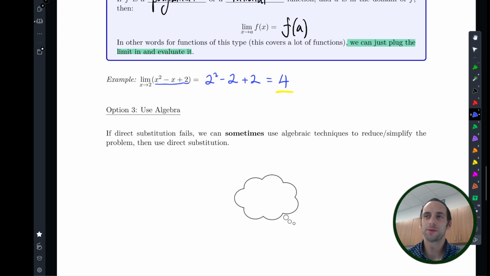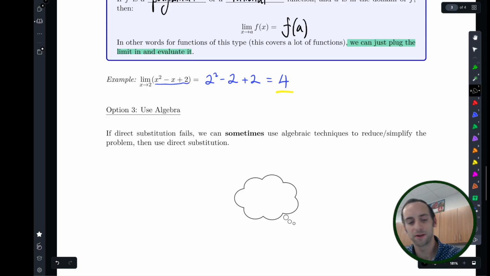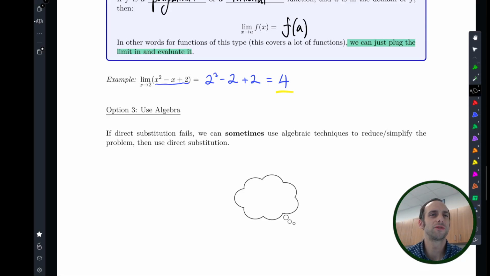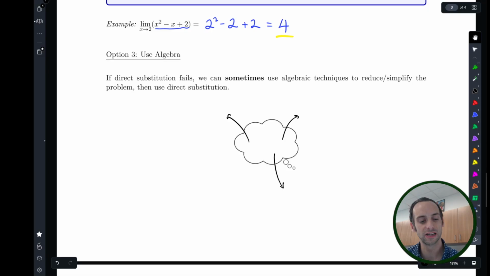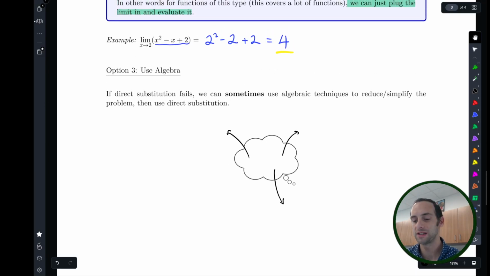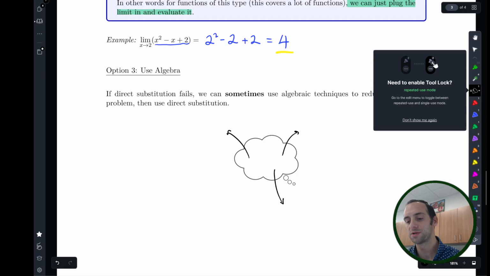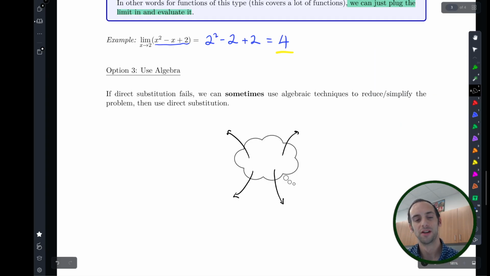Now, a lot of limits we're going to see in the next section when we start looking at derivatives are going to fail that direct substitution approach. Mostly due to an issue of dividing by 0. So we'll need some algebra techniques at hand in order to get us around that problem of dividing by 0. We're just going to list those techniques here to get them back to the front of your mind, and if you need to go review them on YouTube somewhere else, you can definitely go do that.